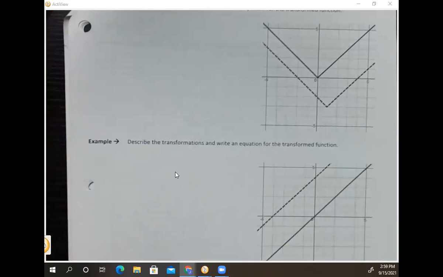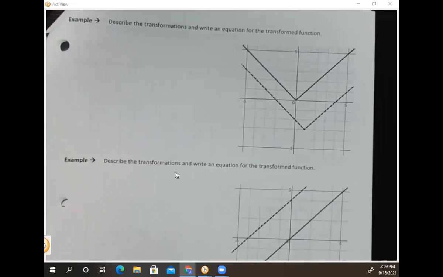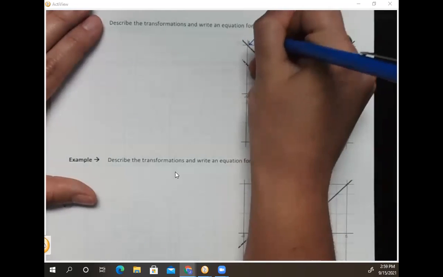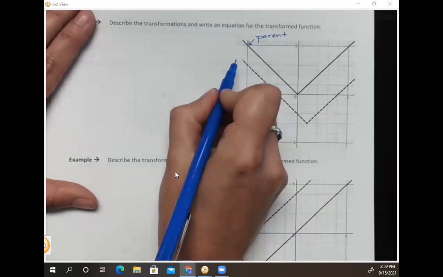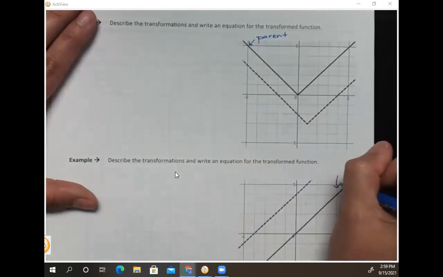Okay. Let's hop to the next page. And we're going to do this in reverse now. So we're starting with the graphs here, and we're going to create the equation. For each of these, the solid graph is the parent graph, and we want to write the function for the child graph, which would be the dashed one here.